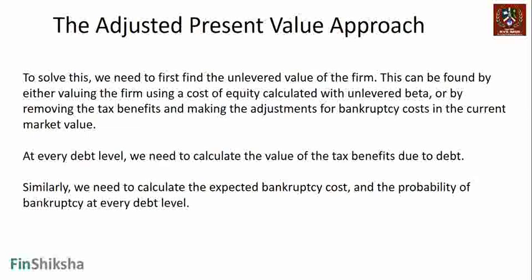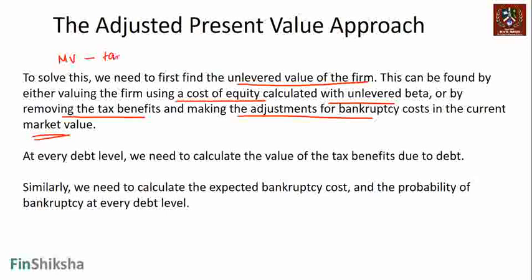So to solve this, the first thing we need is the unlevered value of the firm. You can either calculate it by valuing the firm using a cost of equity calculated with the unlevered beta. That's one way. Or we can remove the tax benefits and make adjustments for bankruptcy cost to arrive at the unlevered value from the market value. The current market value includes all the benefits of debt.